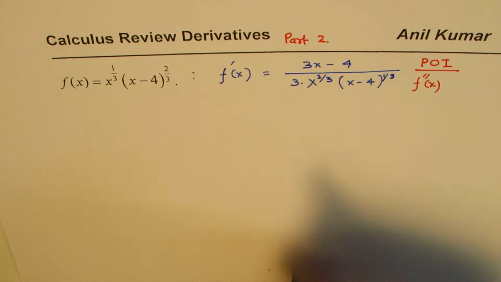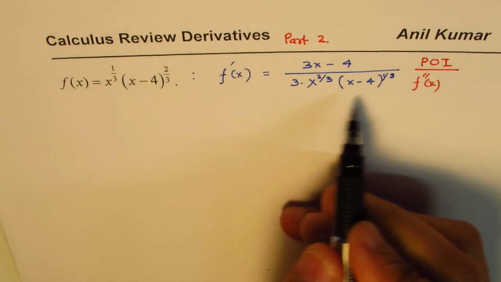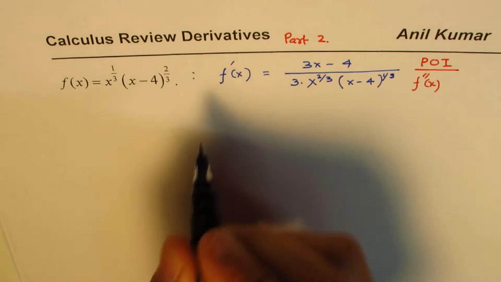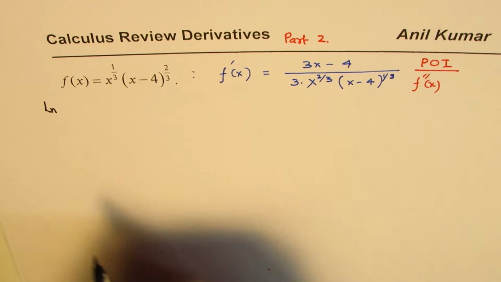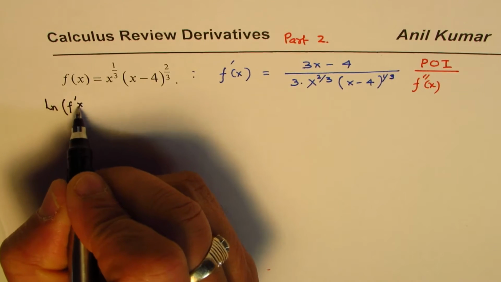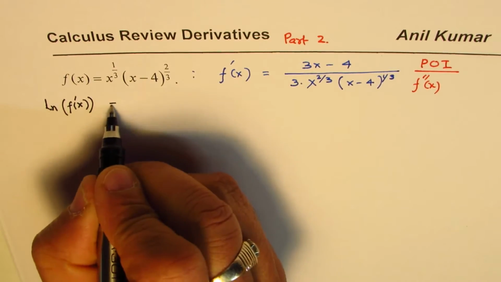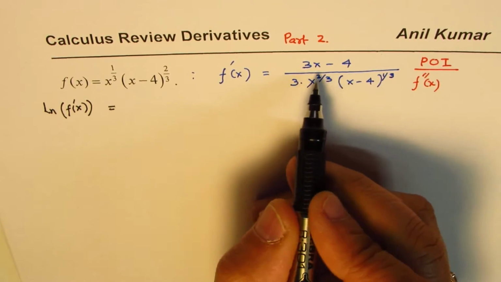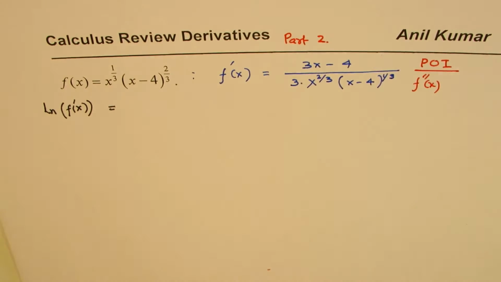However, what I'm going to do here is to use logarithms to find the second derivative, right? So it helps when you apply logarithms to simplify such a complex expression. So what we will do here is we'll take ln. You could write log or ln as you wish. I prefer ln. So ln of f dash x. So I'll take ln on both the sides. So log properties, I hope you remember. When you multiply, you add, and when you divide, that part becomes minus, right?